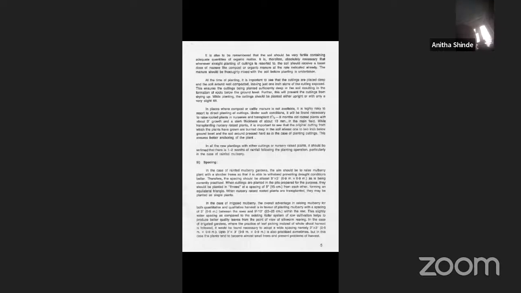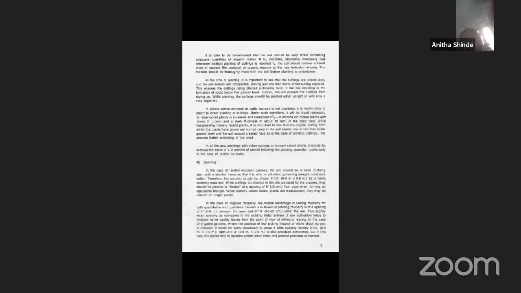So in the case of irrigated gardens, where the practice of leaf picking instead of whole shoot harvest is followed, it is necessary to adopt a wide spacing, where you require about 0.6 meter into 0.6 meter. It's also practiced. But in this case, the plants tend to become almost small trees and they present problems of harvest. So the spacing is very essential in the case of rain-fed mulberry and in the case of irrigated mulberry. How much space you should keep between the mulberry plants, you have to take care. So this is called spacing.